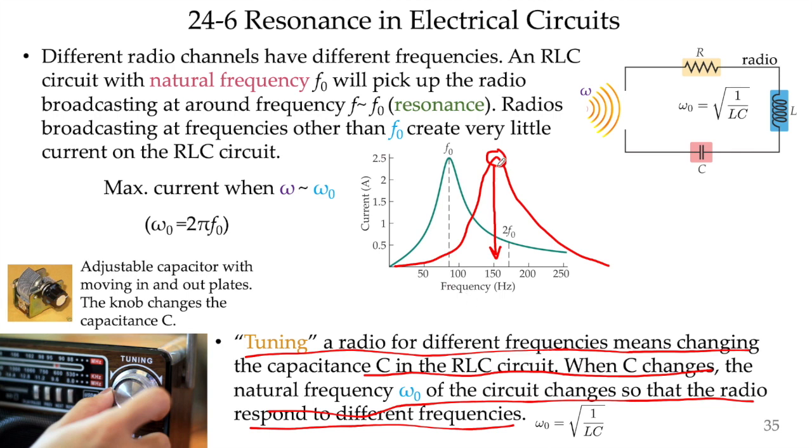Again, whatever the natural frequency is, the circuit also picks up a little bit of the other frequencies. The other frequencies also contribute to the current. But the frequency that's tuned, that matches the circuit's natural frequency, the characteristic frequency, creates the highest current, and that's the radio channel you will be listening to. Okay, that's it for this lecture.